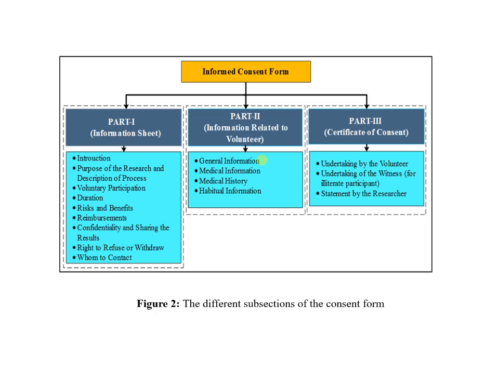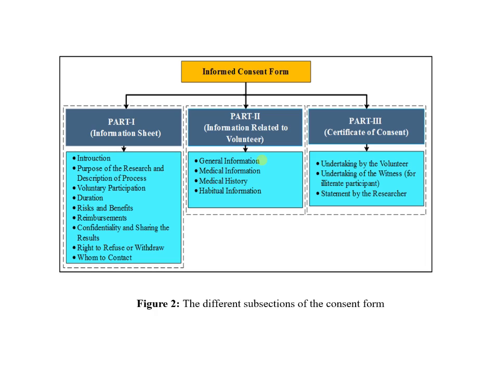Then the second part is the information related to the volunteer. These are the general information, and it involves the name, age, and sex of the patient. You can take BMI also. Then the medical information, if they have gone through some surgery or have some chronic diseases, then medical history, if any. Then habitual information.